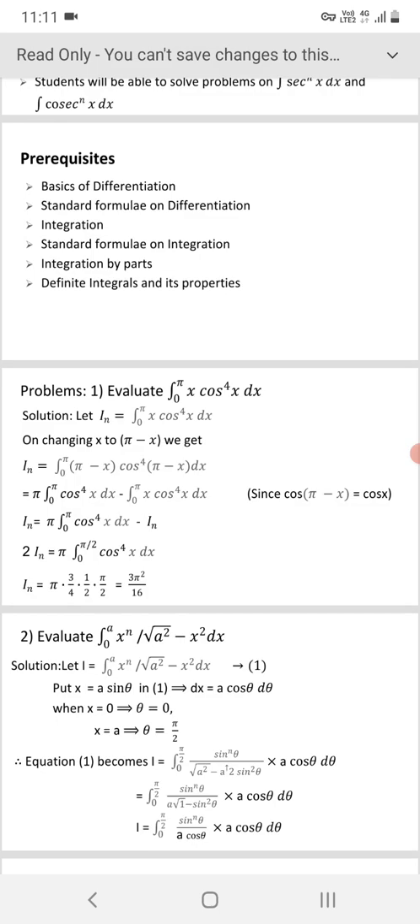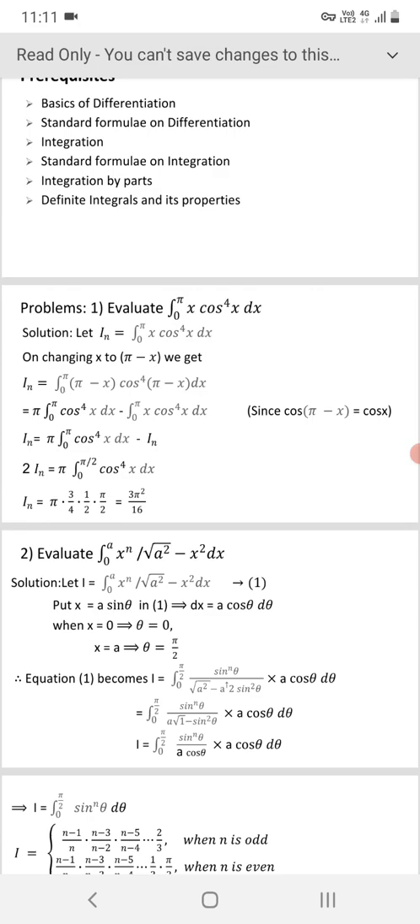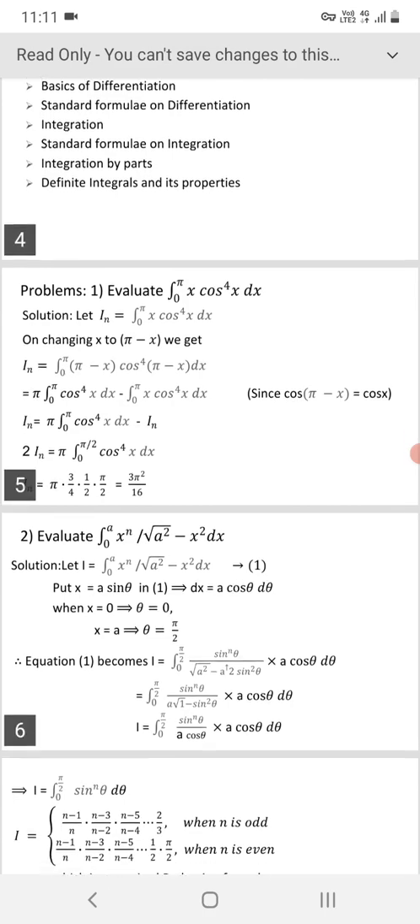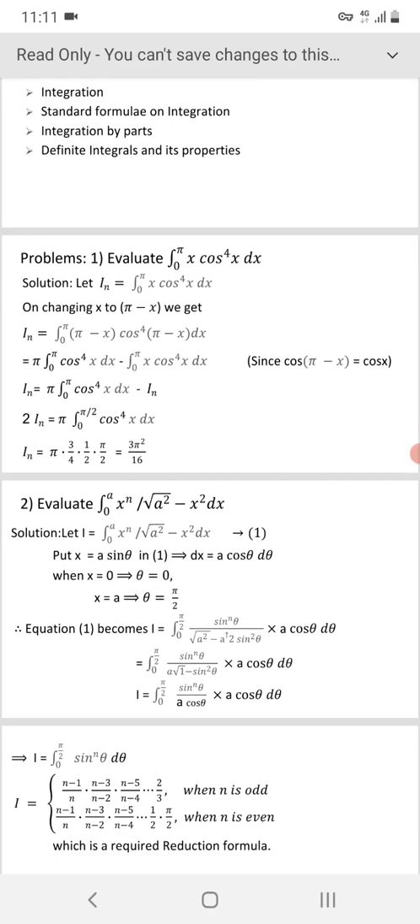Now for this, let I_n be the given integral. On changing x to π minus x in the given integral, we get, splitting into two functions, π times the integration from 0 to π of cos^4 x dx, minus the integration from 0 to π of x cos^4 x dx. We know that cos of π minus x is in the second quadrant, therefore it goes to minus cos x. Therefore, π times the integration from 0 to π of cos^4 x dx, minus this, which we call I_n.